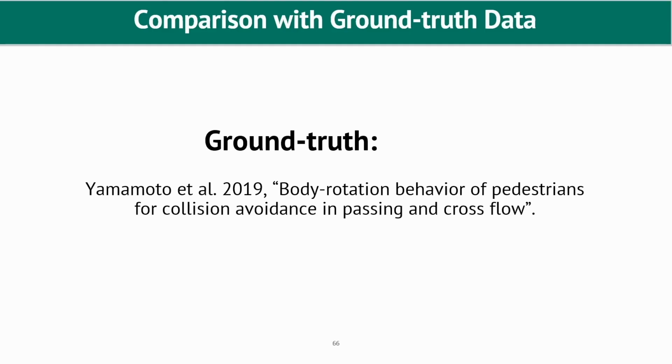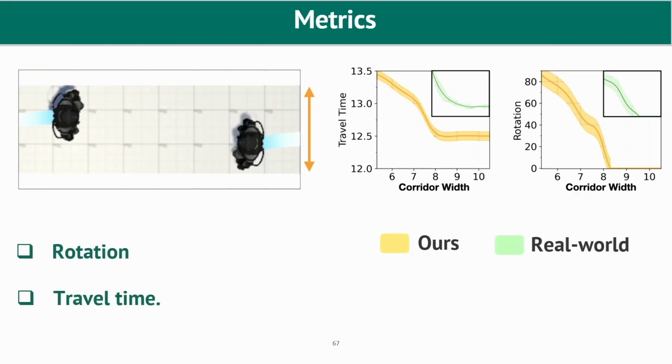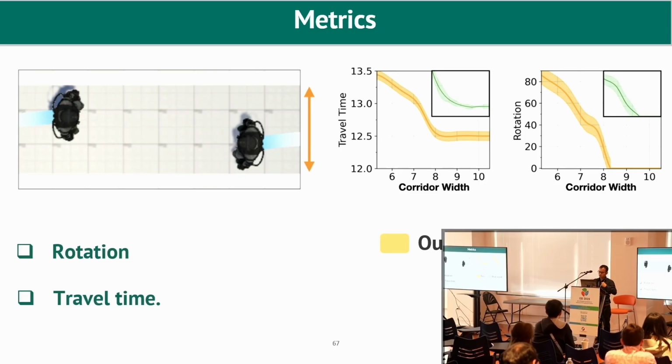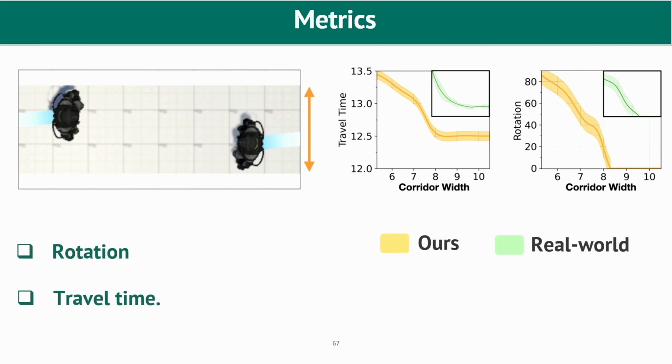Regarding the metrics, we compare our method with the ground truth experiment, where two agents need to pass through a narrow wall, and we compare the travel time and rotation with respect to the available corridor width. As the corridor width reduces, the rotation increases. We compared a similar experiment mentioned on the real-world crowd, but we do it virtually, and we can see that the change of travel time and rotation is similar to the real-world data reported in the paper.